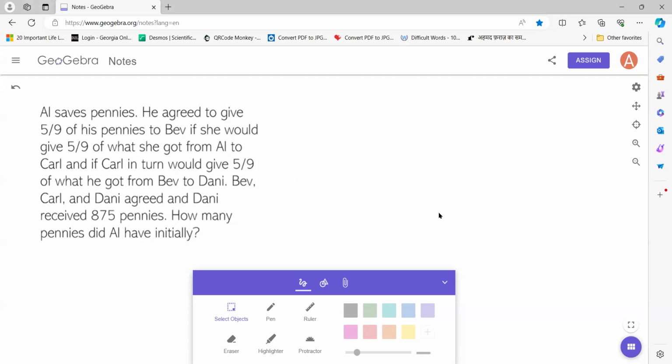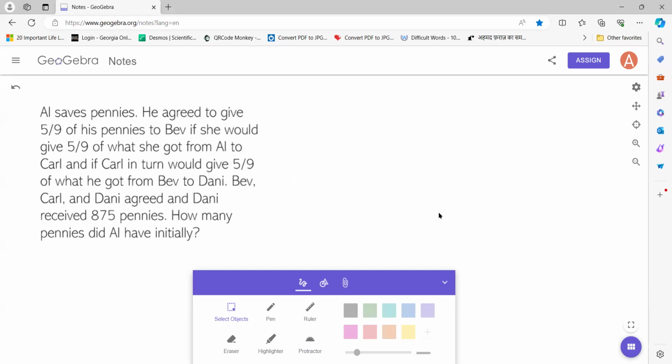Al saves pennies. He agreed to give 5/9 of his pennies to Bev if she would give 5/9 of what she got from Al to Carl, and if Carl in turn would give 5/9 of what he got from Bev to Danny. Bev, Carl, and Danny agreed, and Danny received 875 pennies. How many pennies did Al have initially?